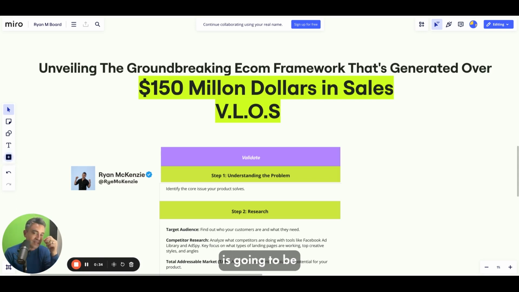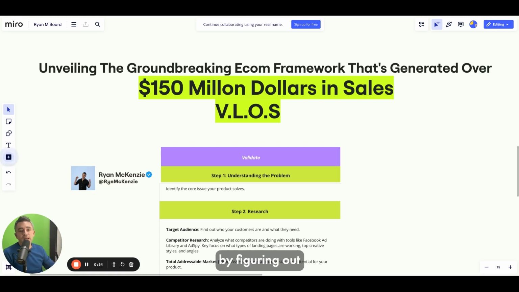So today's video is going to be a more in-depth overview of the validate stage. In future videos, we're going to break down each step, so make sure you stay tuned. The validate phase is about testing your product idea to make sure that people will buy it. Think of it as like a trial run.